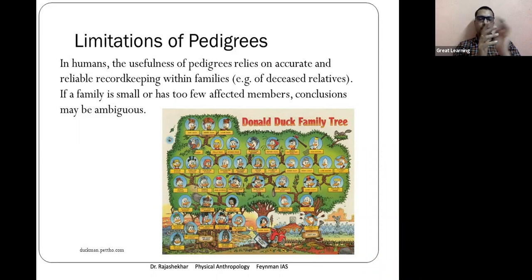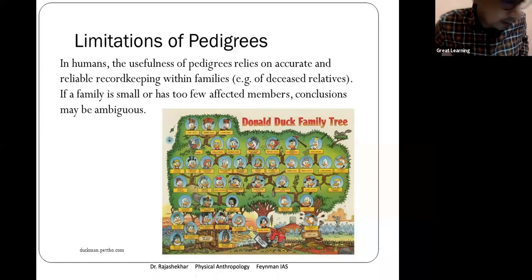2 children is also the same. 3 or 4 may get better. So family size is also getting smaller and smaller. So pedigree charts are not of great use if we don't have proper information, a proper number of people in the family. The conclusions cannot be derived. This is the limitation of pedigree charts.